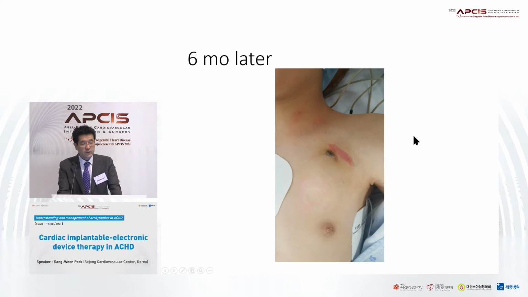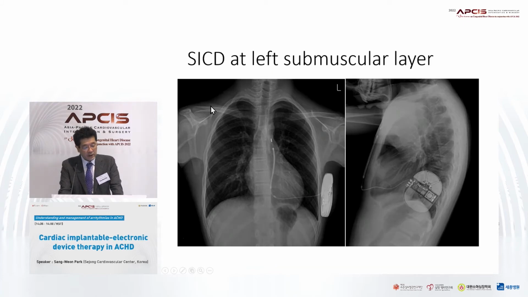So we had to explant this system and take a new approach. SICD was done after extraction of the total system, and she now feels well. I usually find that the patient feels more comfortable with the SICD system, with the generator at the left flank rather than the left subclavicular area, using the arm very freely, and they are more comfortable than with the usual conventional ICD system.